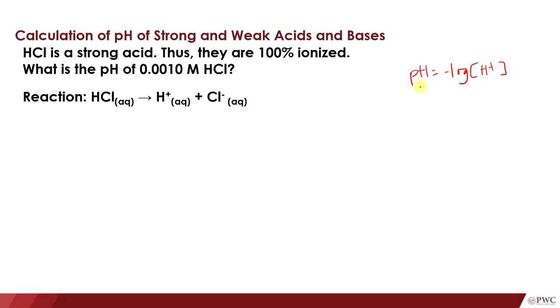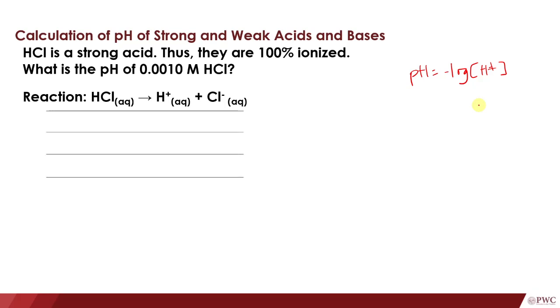Before we can solve for the pH, we need to determine the H plus concentration first, and we can do that by doing an ICE box. That is initial, change, and then equilibrium. For the initial concentration of HCl, it's given here, it's equal to 0.0010 molar.